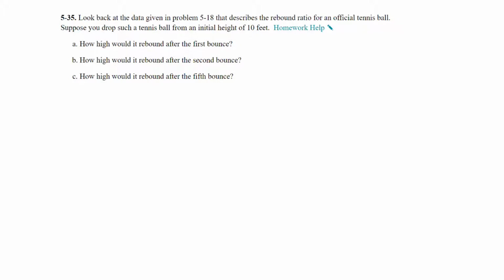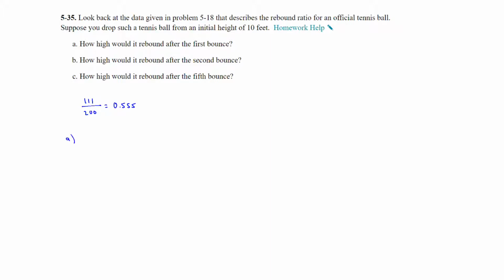Question 35. Look back at the data given in problem 5-18 that describes the rebound ratio for an official tennis ball. Suppose you drop such a tennis ball from an initial height of 10 feet. And then we're going to answer a couple of questions based on that. So looking back on 5-18, it says tennis balls must rebound approximately 111 centimeters. So 111, that's the rebound height, when dropped from 200 centimeters. So if we divide that, we get a rebound ratio of 0.555.